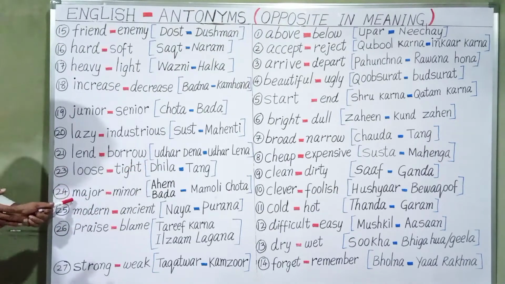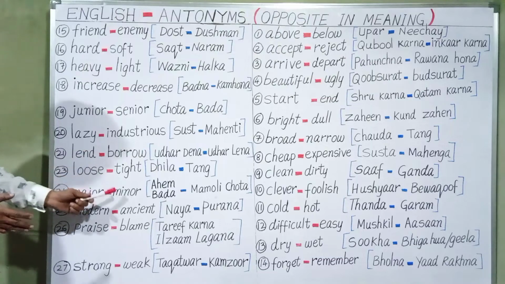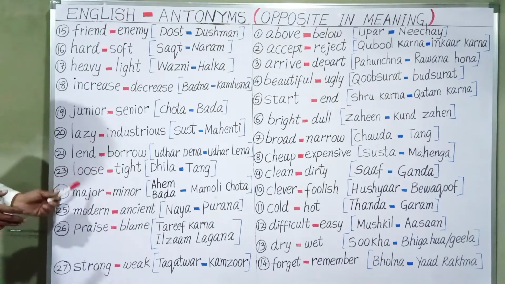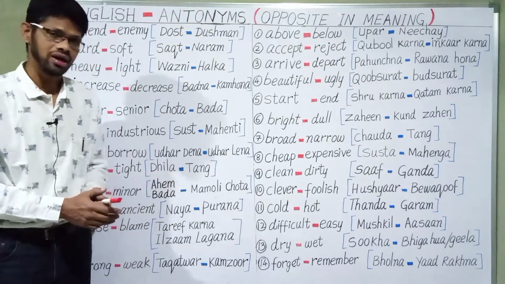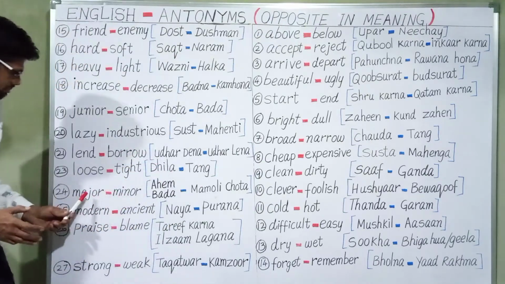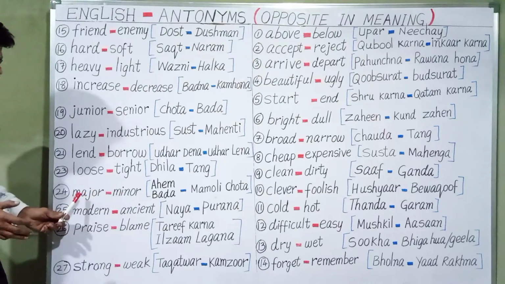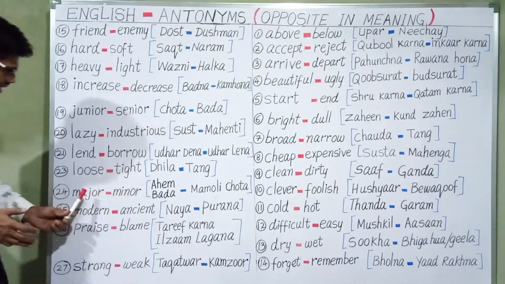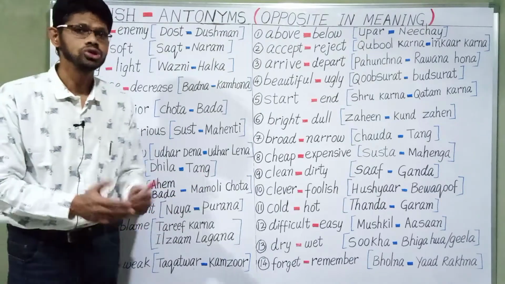Okay. Major, what is the opposite of major? Minor. Major means ahem, bada. Minor means mamuli or chota. Okay, so here major and minor. What is the opposite of major? Minor. Major means ahem, bada, and minor means mamuli or chota.